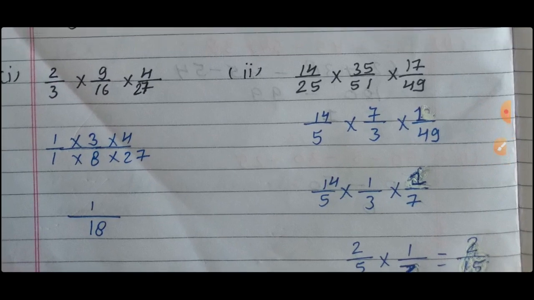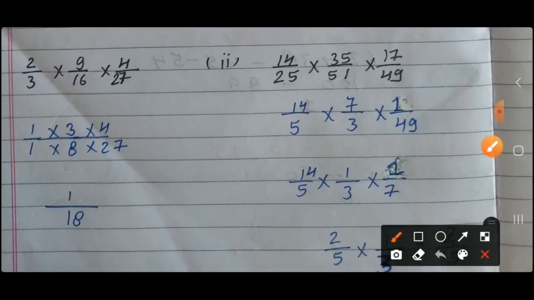Come to this second part. 14 upon 25 multiply by 35 upon 51 multiply by 17 upon 49. Here, 7 and 49 both have a common factor of 7. 7 1s are 7, 7 7s are 49.